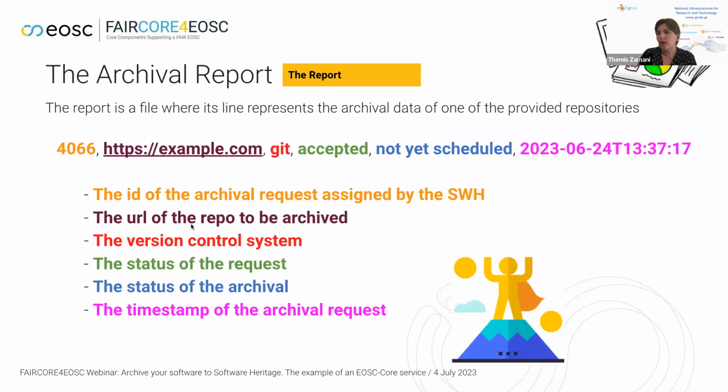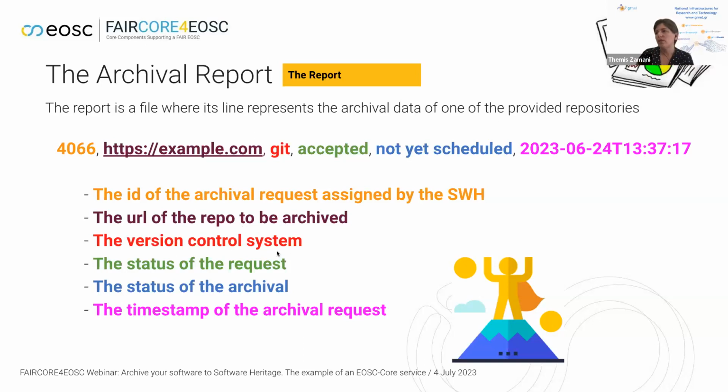The report is just a single file where each line represents the archival data of one of the provided repositories. We have an ID, the URL of the repo to be archived, the type of the version control, the status of the request, if it is accepted or not, the status of the archival, if it is scheduled or not, and the timestamp of the archival request. So every time we run the script, we know exactly the status of the archival of each repository. So it was a success, we have our first report.